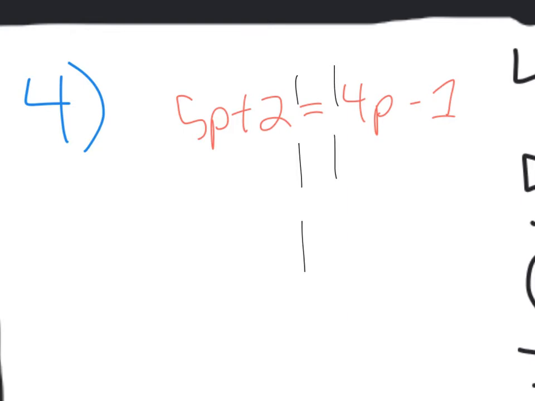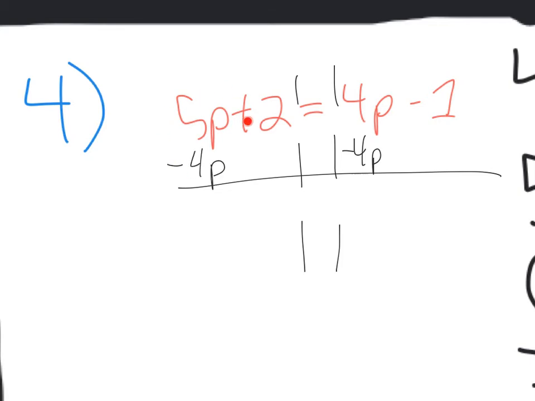We've got 5p plus 2 is equal to 4p minus 1. I know that I have 5 p's on this side and 4 p's on the right side, so I think I'm going to balance this equation out by subtracting 4p on this side and moving it over to the left-hand side. Let's go ahead and do that. The opposite of 4p is a minus 4p. Whatever I do to one side, I have to do to the other side.